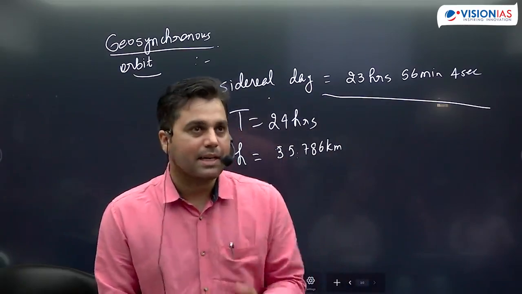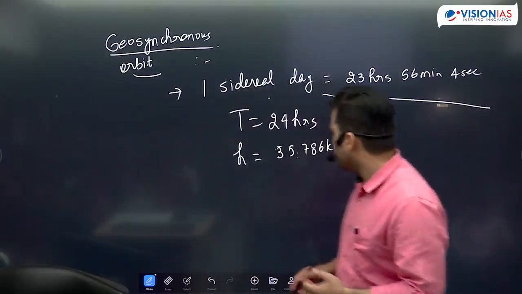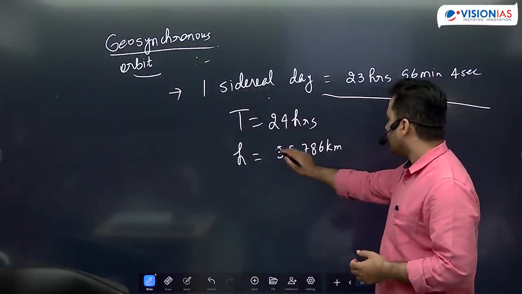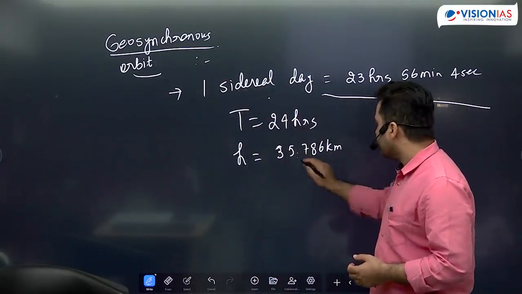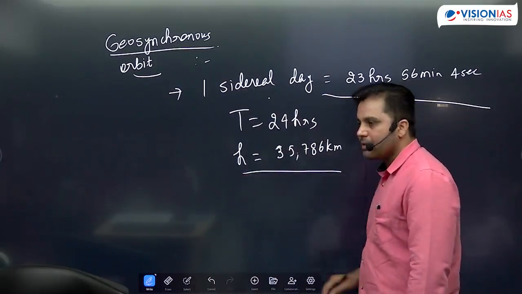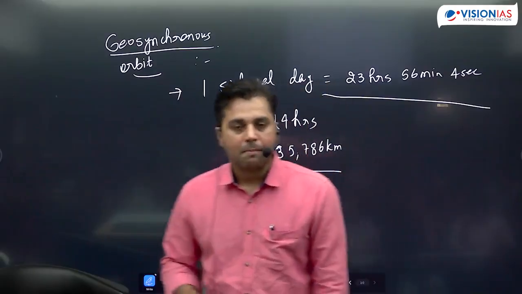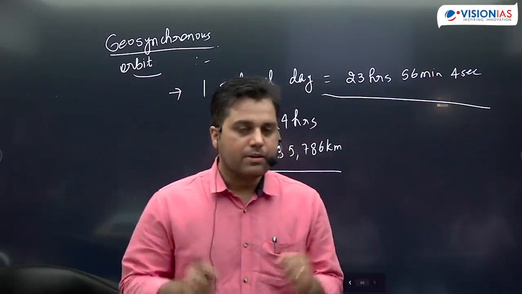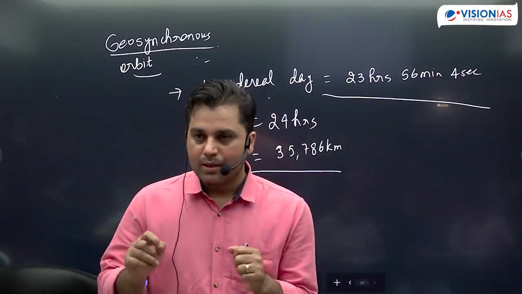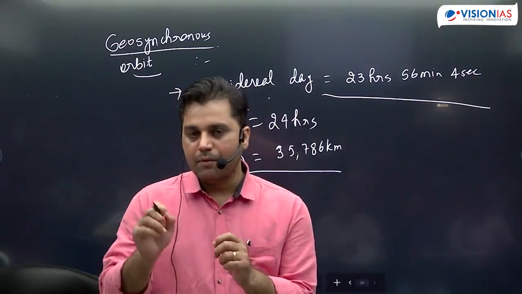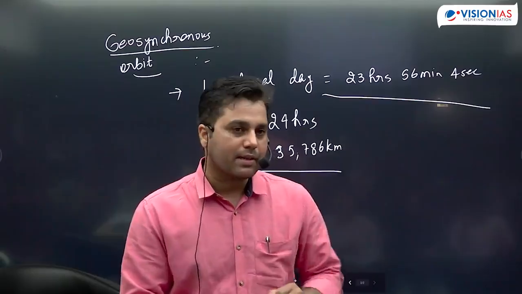So why this precise value? The reason is very simple, that at 35,786 kilometers height, a satellite revolves around Earth in 24 hours. But what is so big deal about it? So to understand the big deal, we have to go into a very special type of geosynchronous orbit.